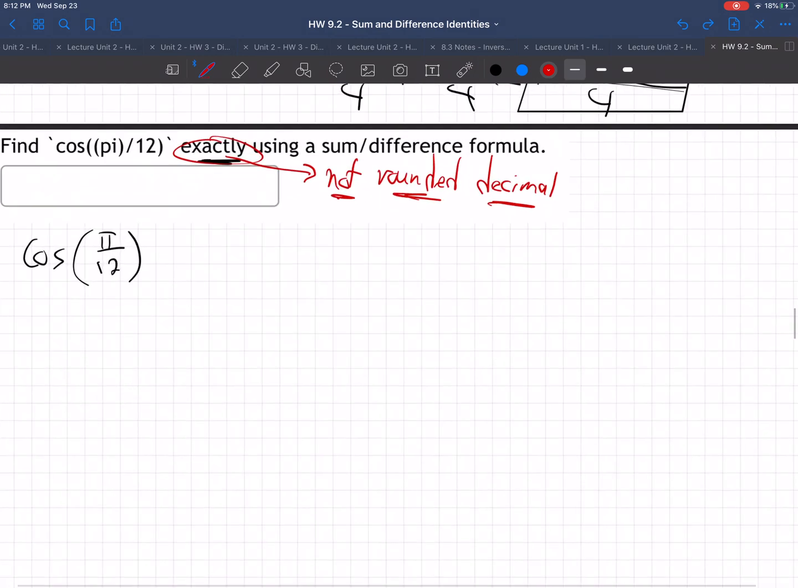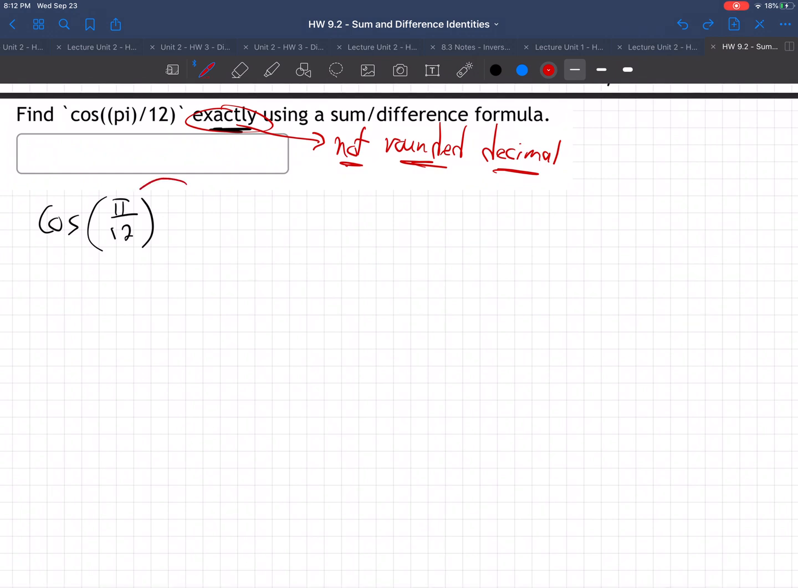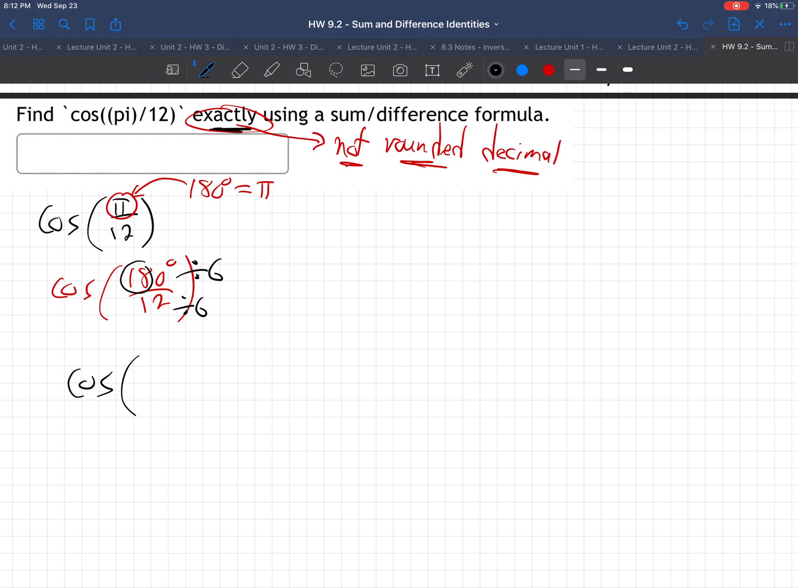Well, the trick on this one is, first off, let's just go ahead and plug in 180. Pi is 180, so let's change to degrees. So that'll be 180 degrees over 12. And then let's reduce that fraction. Divide by 6, top and bottom, so 180 divided by 6 is 30, and 12 divided by 6 is 2. So that's 30 degrees over 2, which is the cosine of 15 degrees, isn't it? 15 degrees. So cosine of 15 degrees.